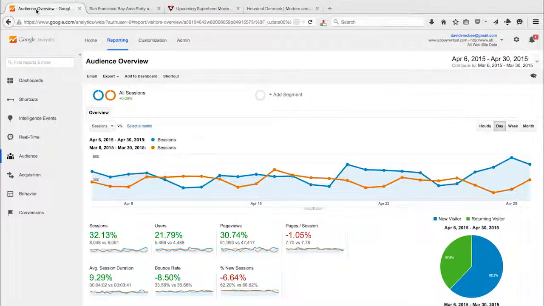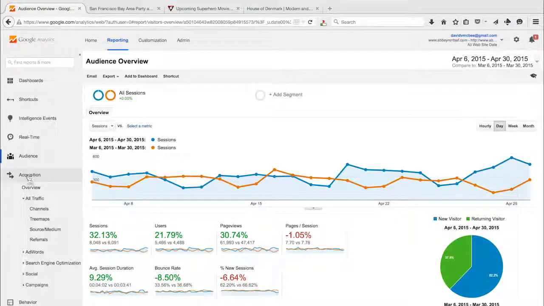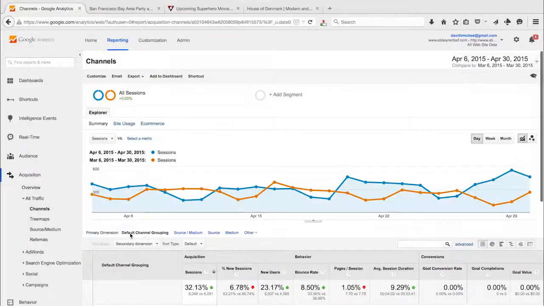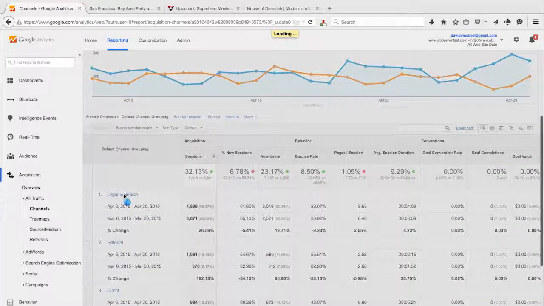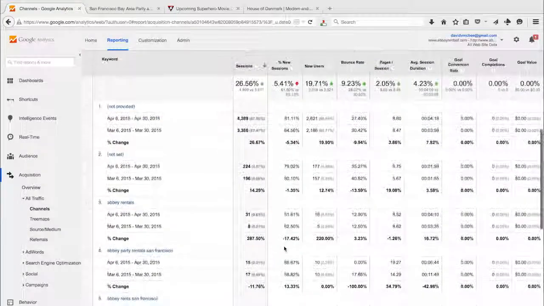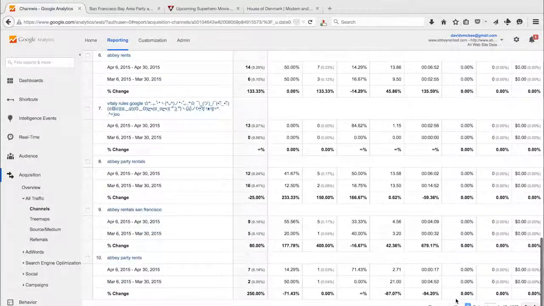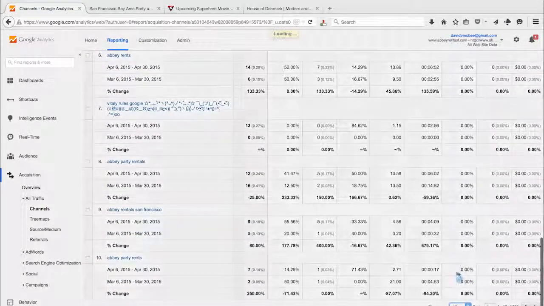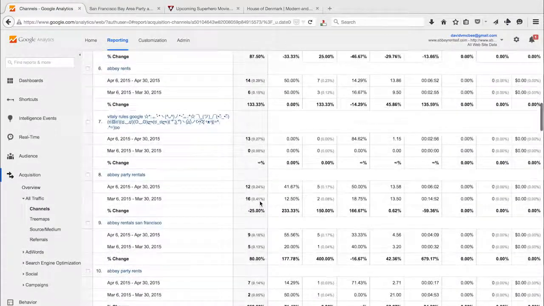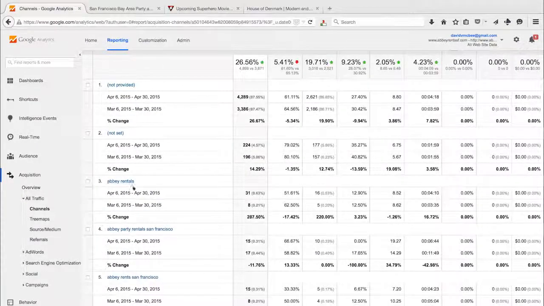So we're going to go and see if there was any change to the keywords that drove traffic to the site during the time period that our display campaign ran. Click on Acquisition, then All Traffic, then Channels. I want more results than the top 10, so I'm going to change this number. As you can see, the majority of keywords that people used to find this business include the business's name.